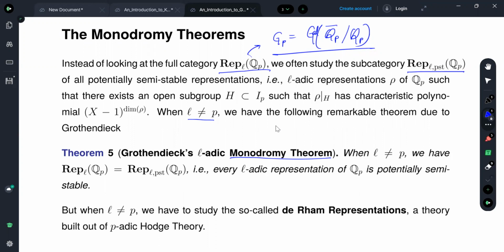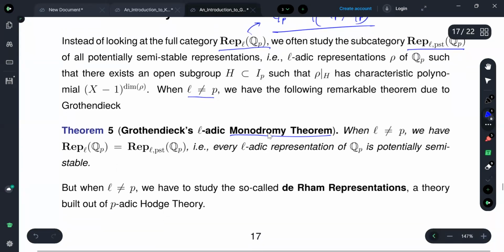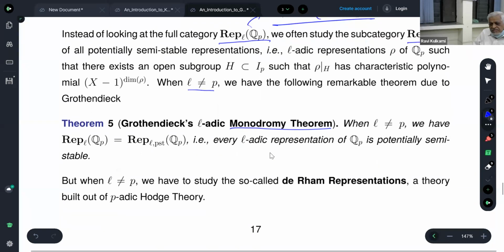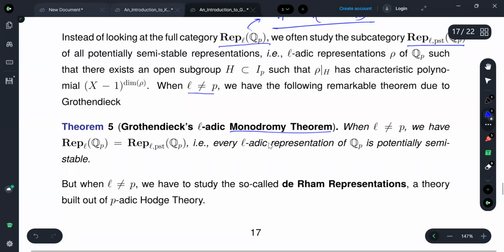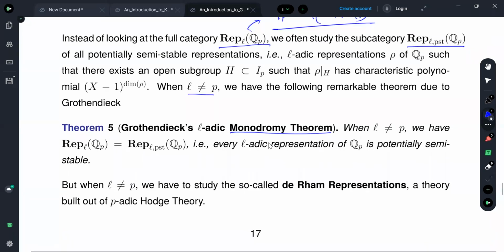So it is called semi-stable when you can take H to be equal to IP, but potentially semi-stable when you have to take possibly a proper open subgroup of IP. And semi-stability of an elliptic curve is defined in terms of their reductions, right? Additive reduction and multiplicative.